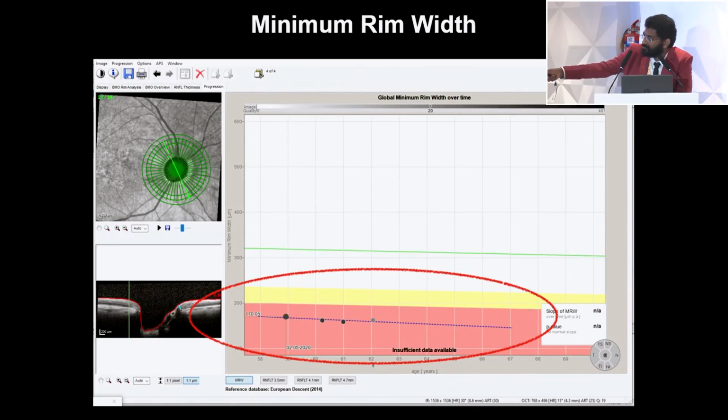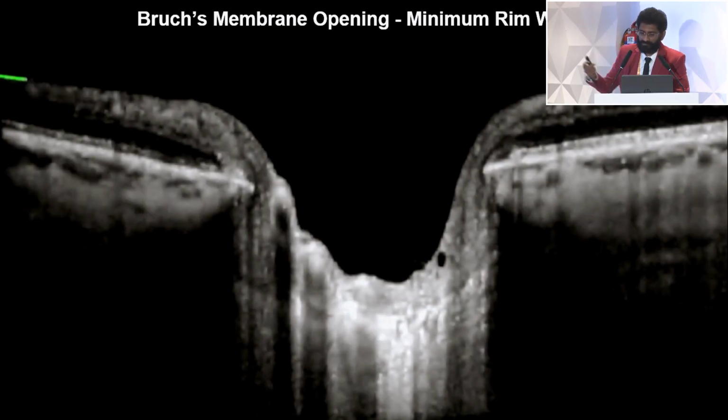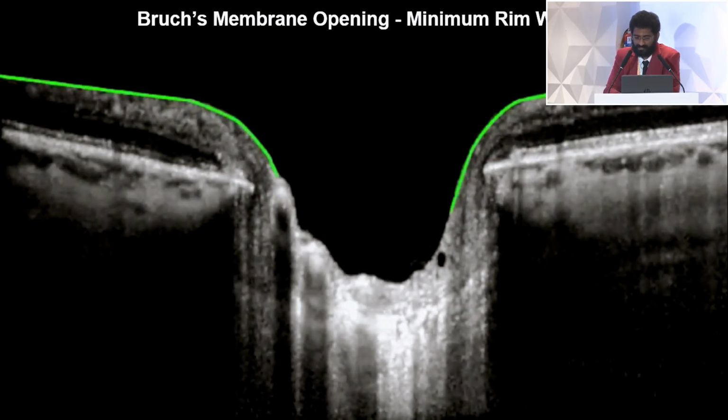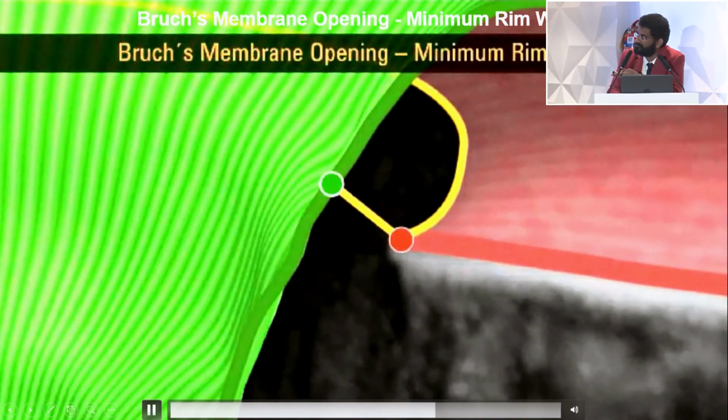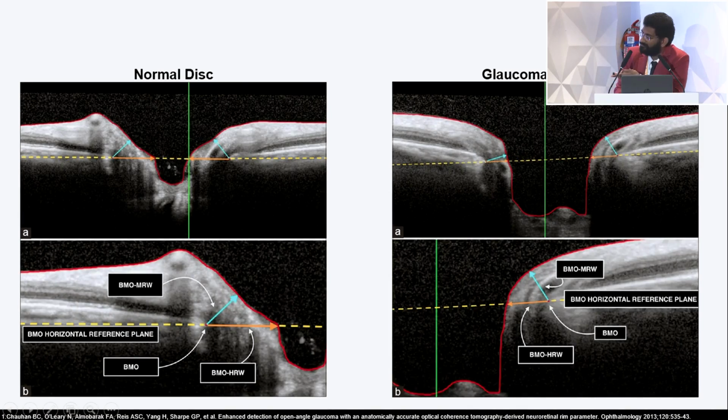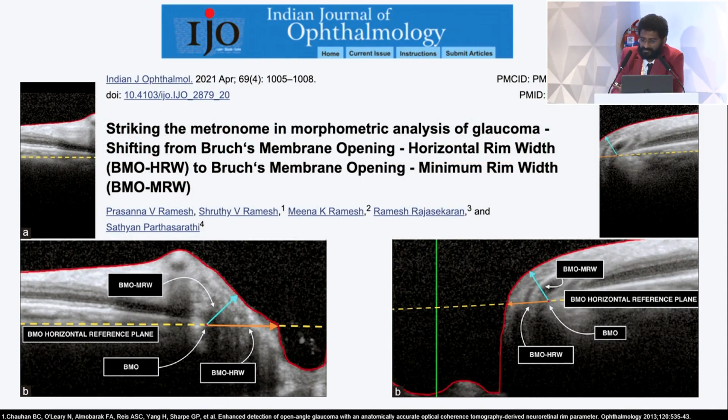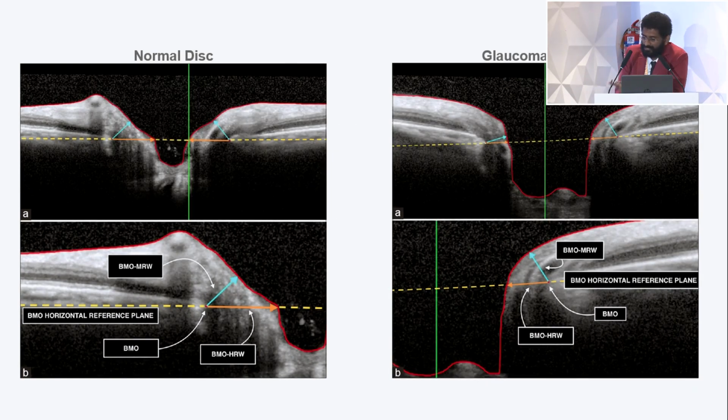And again, Bruch's membrane opening minimum rim width is a very good tool because it has an anatomic positioning system, and it helps you even document 1 to 2 micrometers of tissue loss. So Madam would have covered this in her talk in the morning in the GSA session as well, beautifully demonstrated by Madam, the Bruch's membrane minimum rim width. Previously we had the horizontal rim width; now we are moving to this concept of minimum rim width. The horizontal rim width is slowly outdating, and this is my paper as well in the Indian Journal of Ophthalmology as to why it is important.